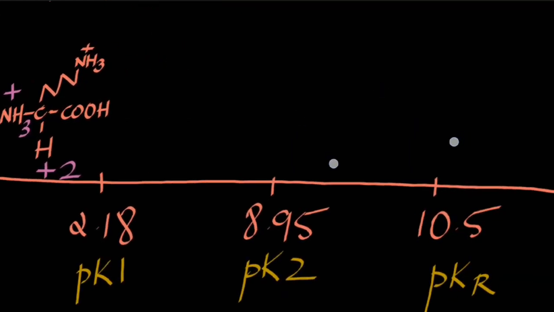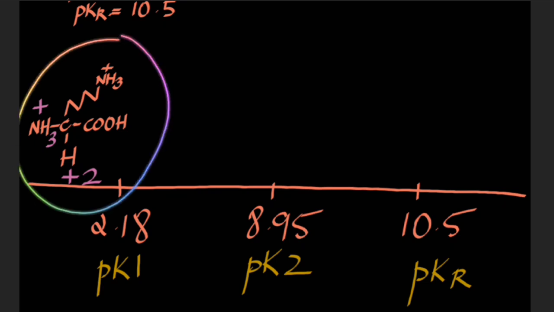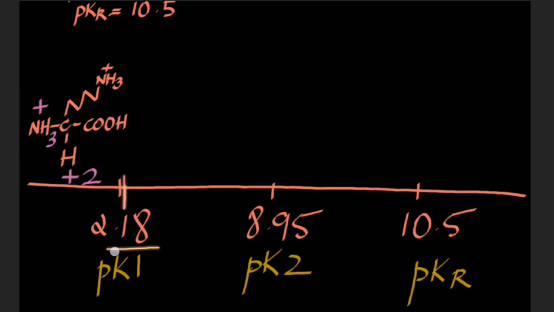So now when this particular molecule reaches 2.18, which is the pK1 value, COOH will lose its hydrogen. So we all know that, of course. I'm just going to copy paste this. I'm not going to draw it.